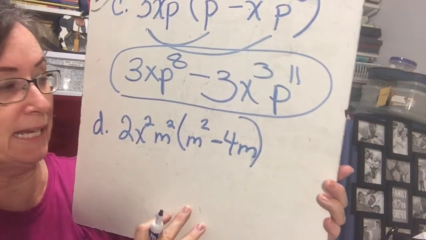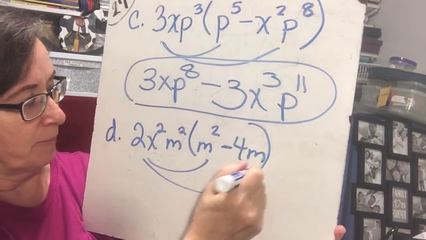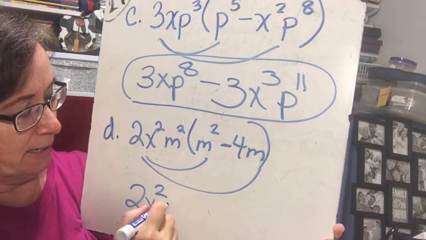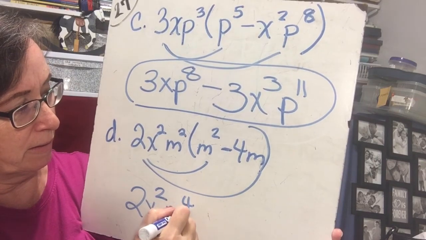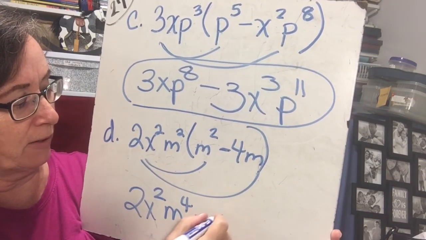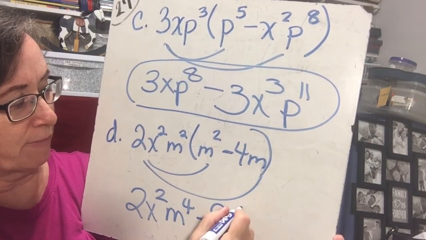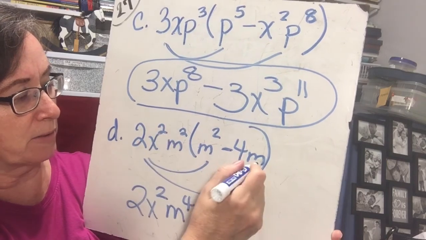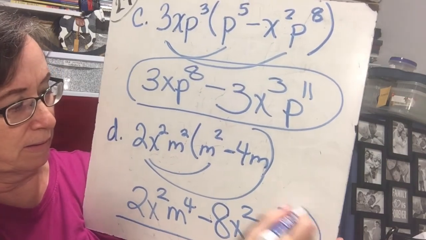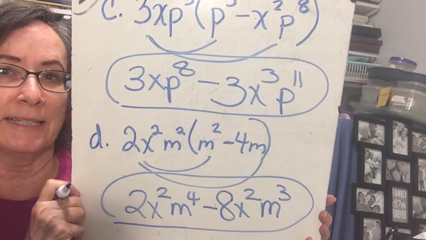Okay, so for D, hopefully you got that answer. For D, we're going to get 2 x squared m to the fourth minus 2 times a negative 4 is a negative 8 x times, so we just have x squared, m squared times m is m cubed. I hope you find these fun and easy to do.